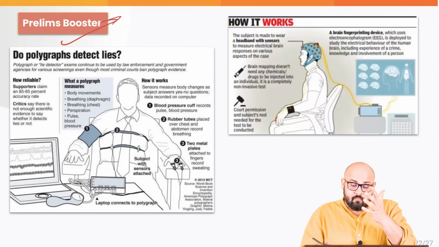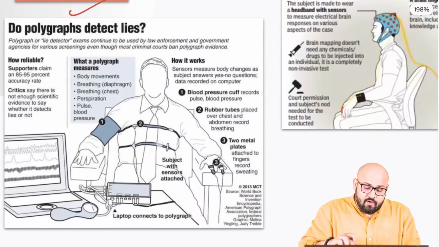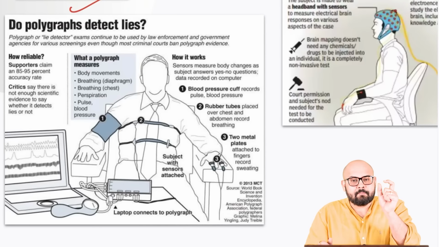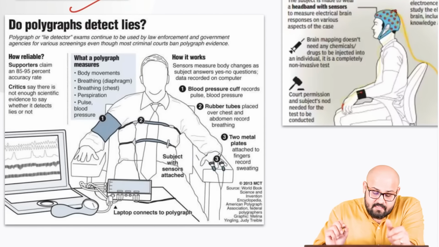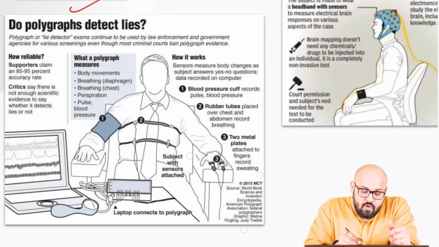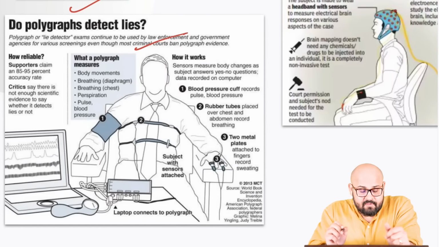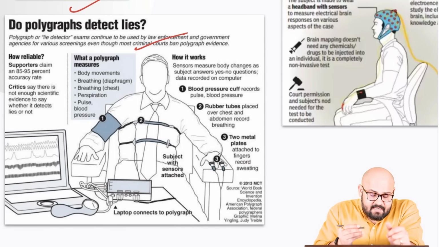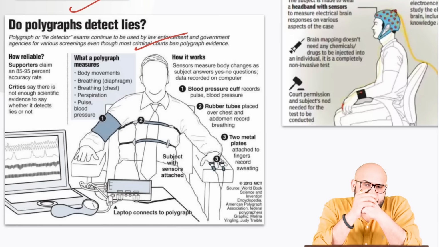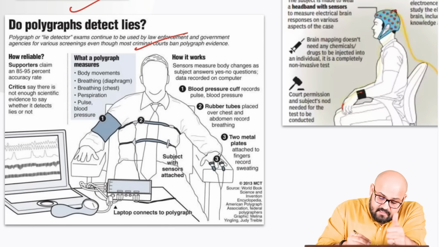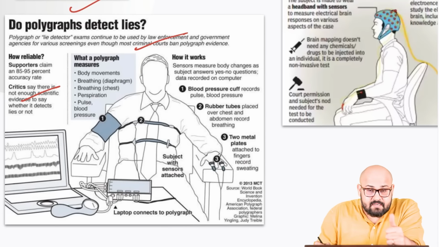What is polygraph and what is brain mapping? See, polygraph, or a lie detector, in simple terms, you call the polygraph test a lie detector, continues to be used by law enforcement and government agencies for various screenings, even though most criminal courts ban polygraph evidence. Supporters claim that it has almost 85 to 95% accuracy rate. You must be aware that this was done in case of Kasab, in the heinous, cowardly attacks by the terrorists in the 26/11 in Mumbai. Critics say that there is not enough scientific evidence to say whether it detects lies or not.